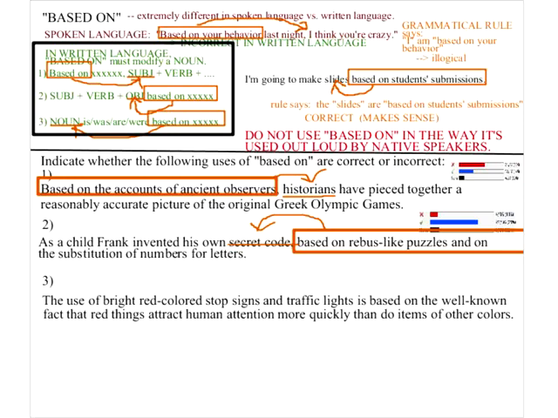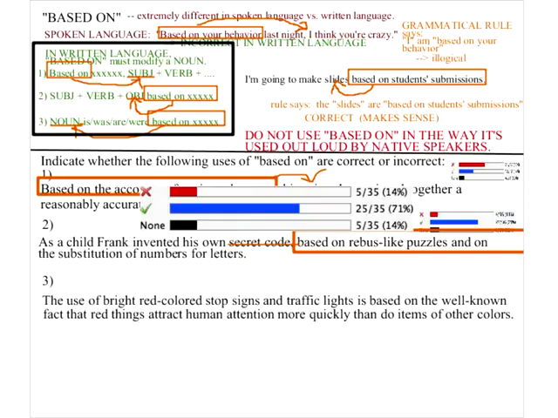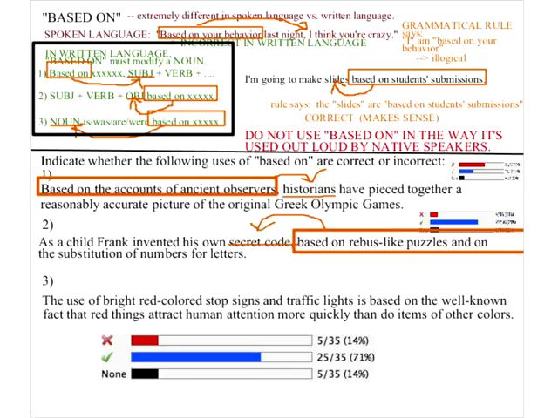This should be a decision that you can make in less than 10 seconds because this is a single grammatical element. It should not take very long to evaluate. Remember, we're not looking at the whole sentence. So green check if you think based on is okay, red X if you don't. Okay, here's your statistics. Again, this looks pretty good.